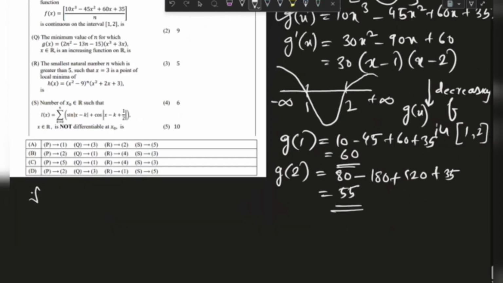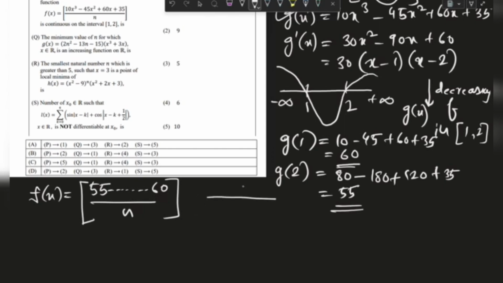So I will do that. If we finally write down f of x, it's boxed in between the values 55 to 60 divided by n within the box. Now to find out the greatest integer, as the question reads, the minimum value, we have to find the minimum value of n for which this is continuous in this interval. Now for this function to be continuous, as this is a box function, if we take an integer such that it occurs at two separate integers, then there will be a break in between because there is a box. So what we have to do is find the smallest integer where this thing will be continuous.